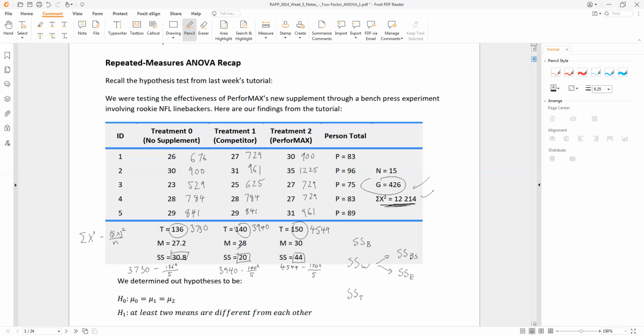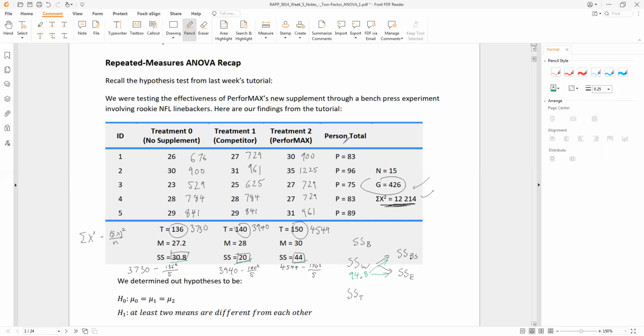So my sum of squares within, I get just by adding those together, right? This and this and this. Put those together, my sum of squares within is 94.8, which has to be split into two pieces later, but for now that's fine.